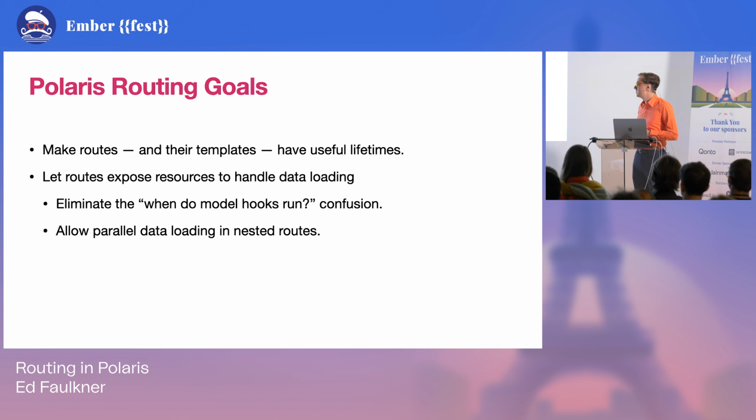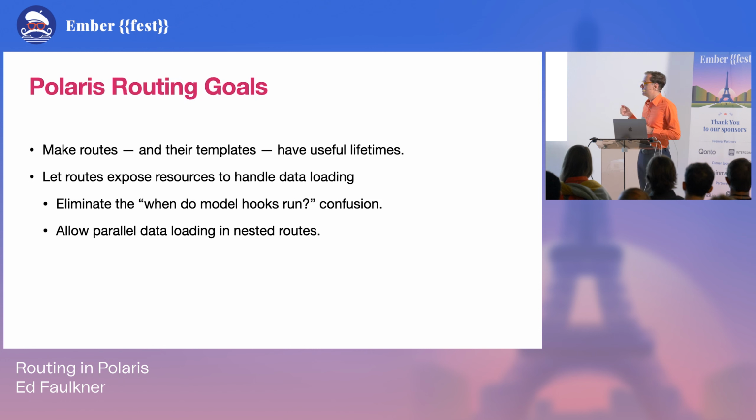The other thing that falls out of this is allowing parallel data loading in nested routes. So today, a parent route would load its data, and it would finish before the child route would load its data, and that would finish before a grandchild route could load its data. And the reason for that is that each of those routes has synchronous access to its ancestors' models, which is very convenient to have, but it means that you're waiting for each other, even when sometimes you didn't really need to, and you could have fetched all that data in parallel.